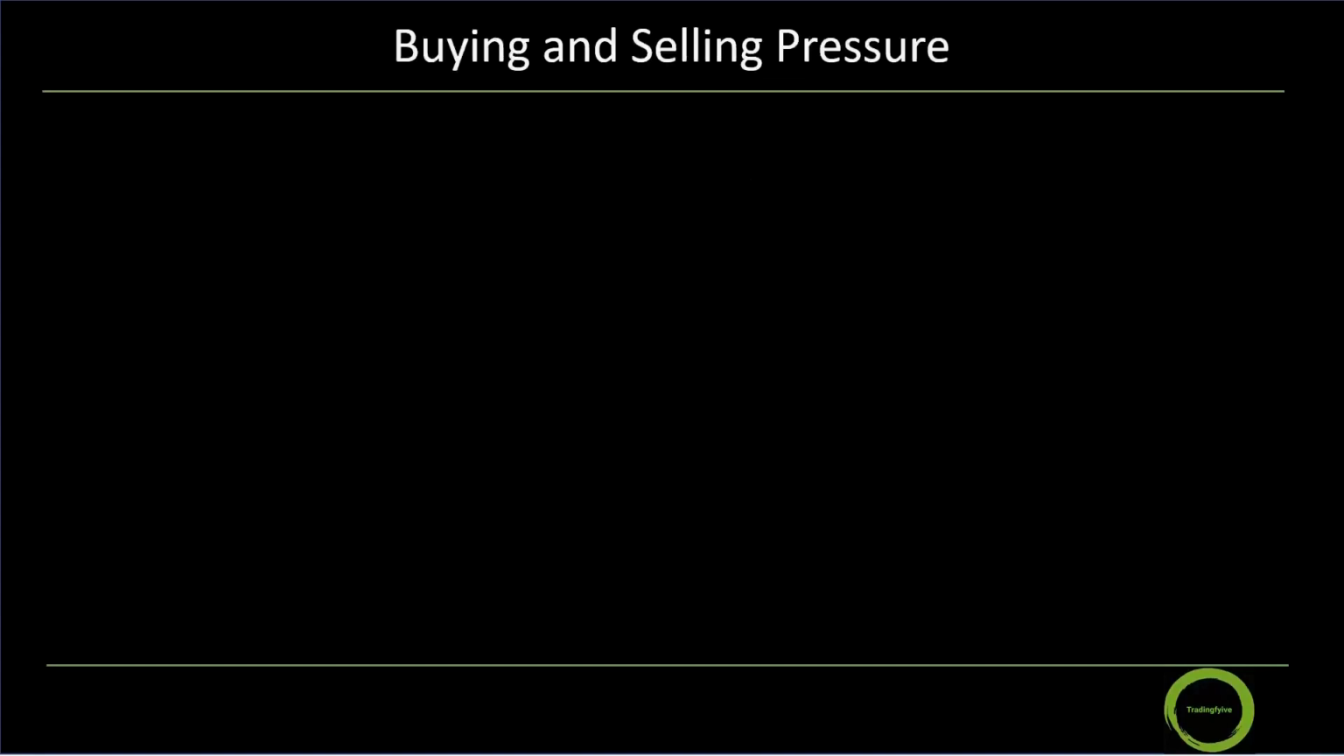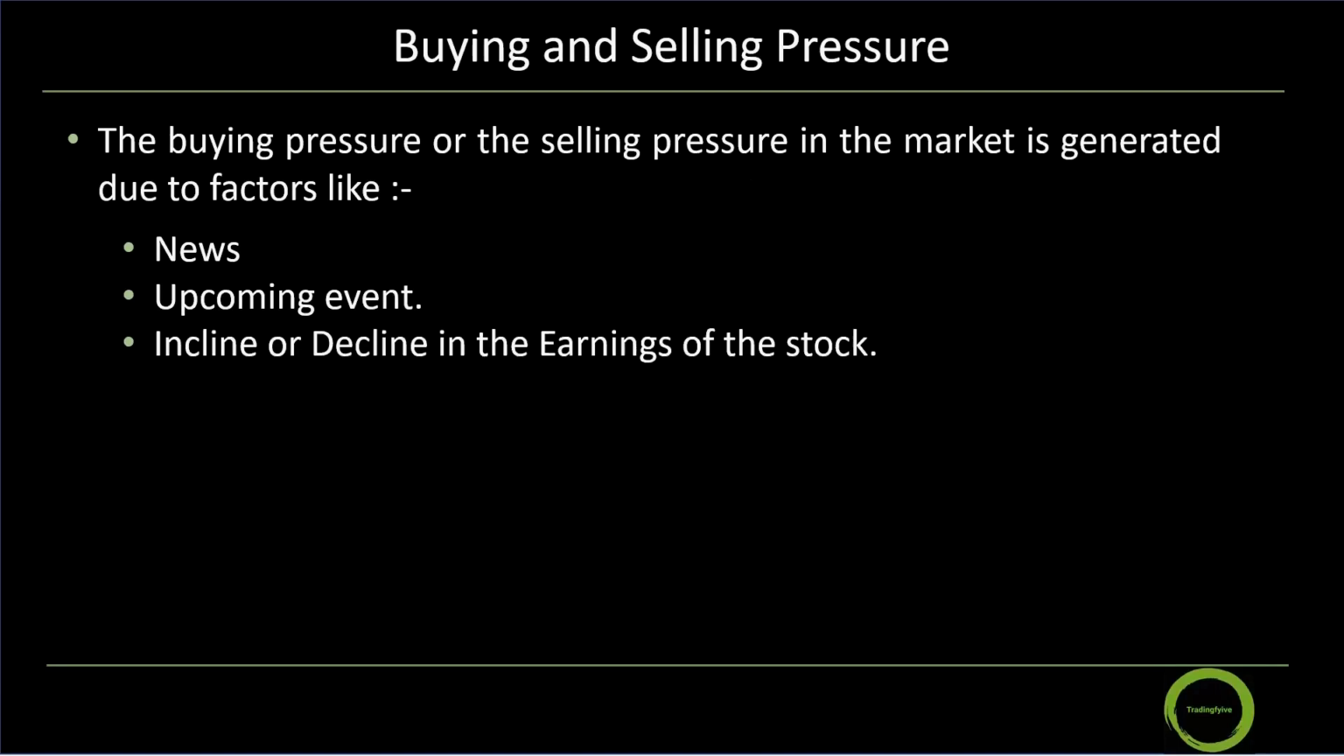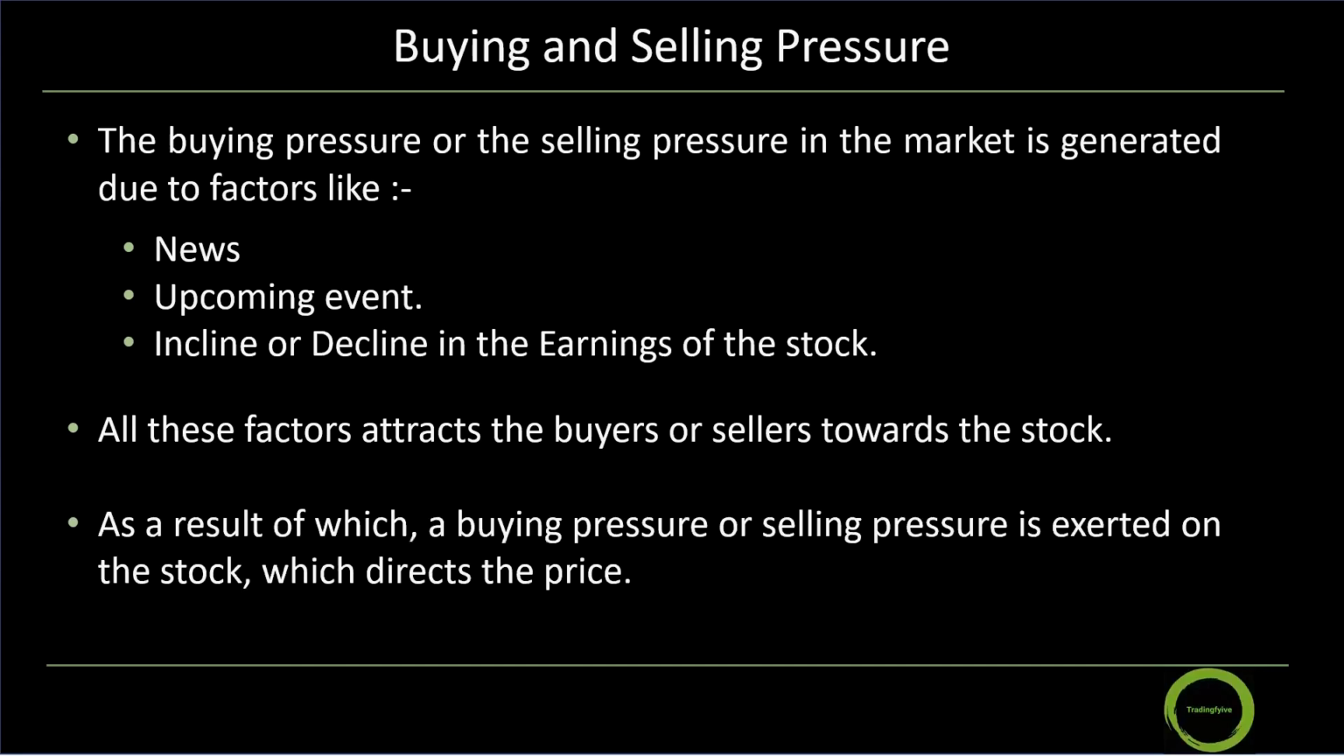Next we're going to study buying and selling pressure. The buying pressure or the selling pressure in the market is generated due to factors like news, upcoming events, incline or decline, that is growth or decline in the earnings of the stock. All these factors attract the buyers or sellers towards the market. If all these factors tend to be positive, then of course the buyers will be attracted towards the stock. Whereas if all these factors tend to be negative, then the sellers are attracted towards the stock. As a result, a buying pressure or selling pressure is exerted on the stock, which directs the price of the stock.